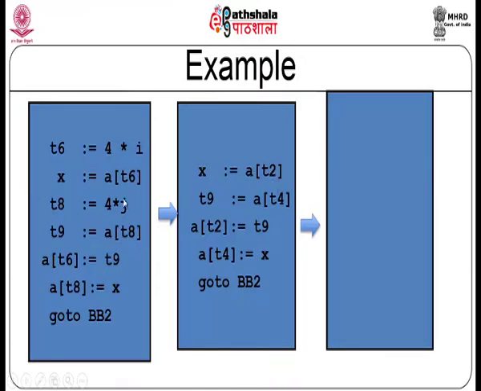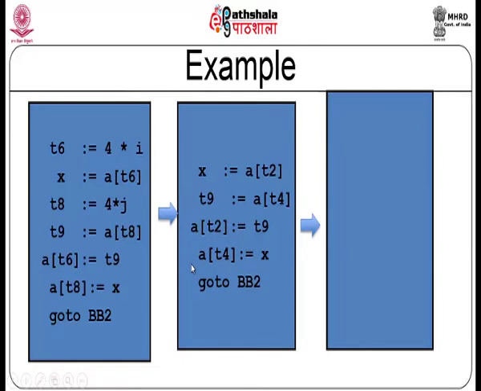Similarly, wherever 4 into j has been used, that 4 into j is replaced with T3. But A of 4 into j is T4, so I have here A of T4. So T9 is equal to A of T4, and A of T6 is equal to T9. So A of T2 is nothing but, T6 can be replaced by T2, and so is the case with T8, where I can replace T8 with T4 to assign the value x to it.